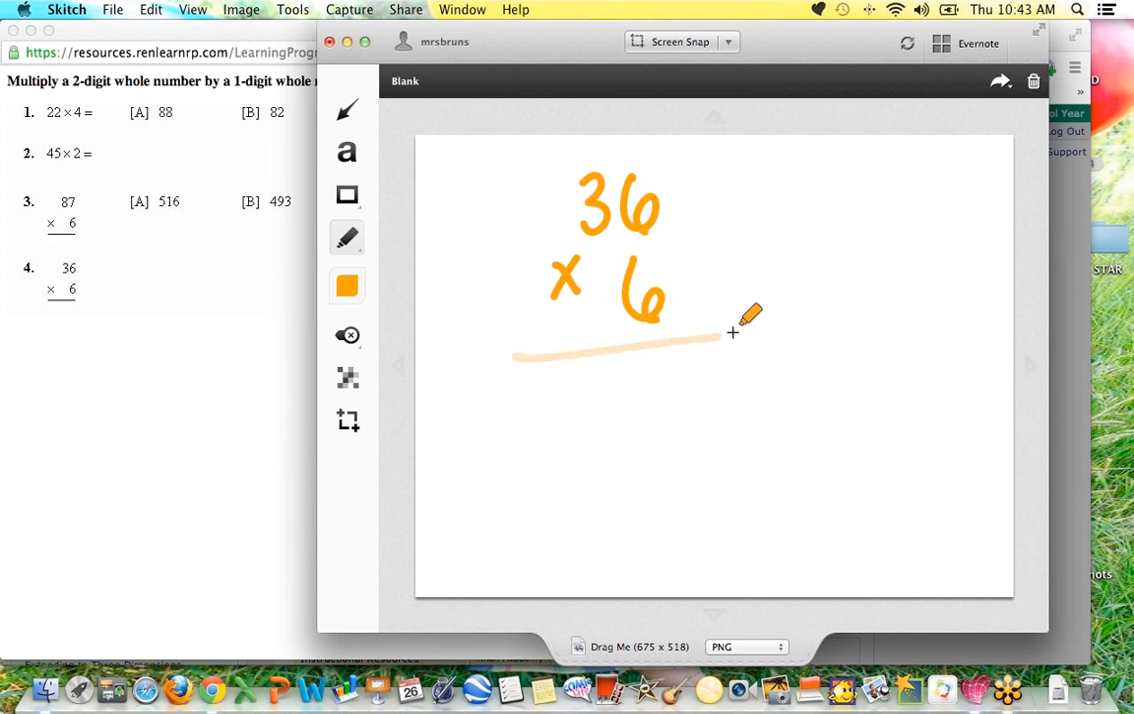All right, 36 times 6. I'm going to go ahead and give you a minute to work that one out. Remember, your first step is to start here in the ones column and then multiply the ones by the tens.